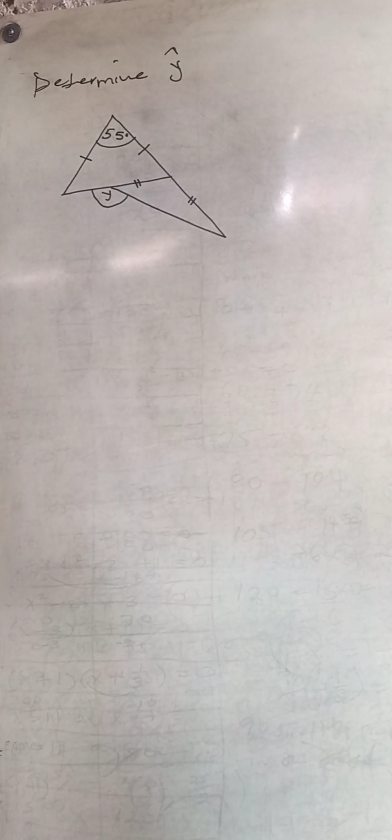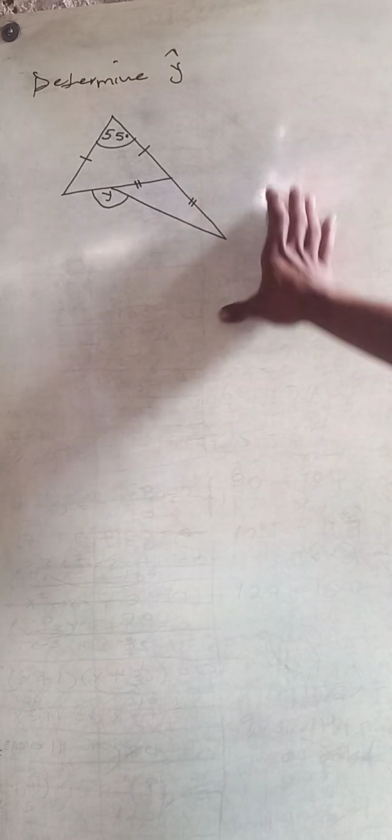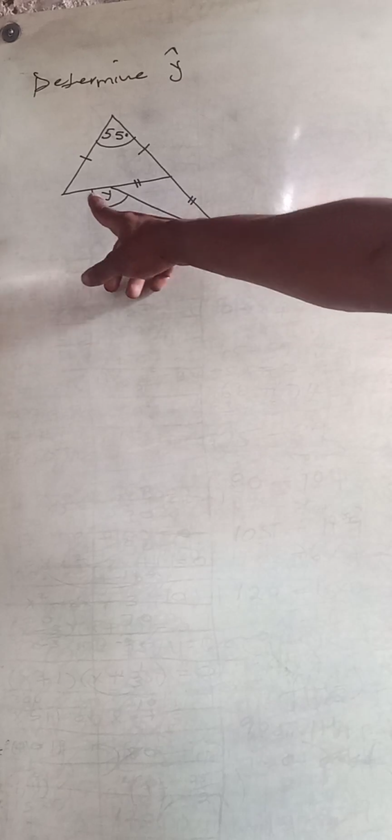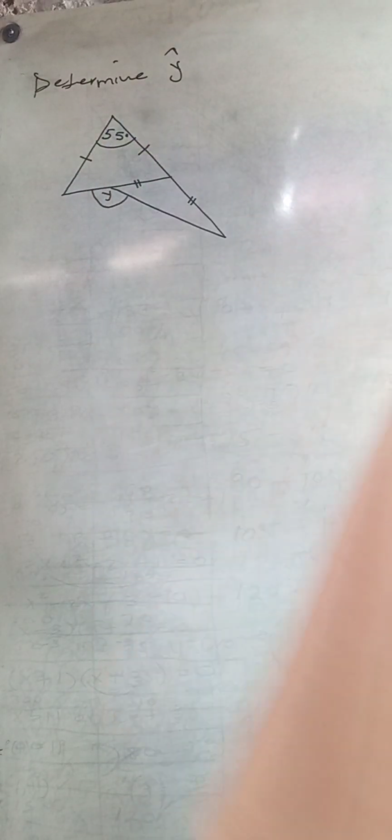A quick geometry question. Let's just say this is practice for circle geometry. So they're saying we should determine the angle y. Here is angle y. We've got 55 degrees here.